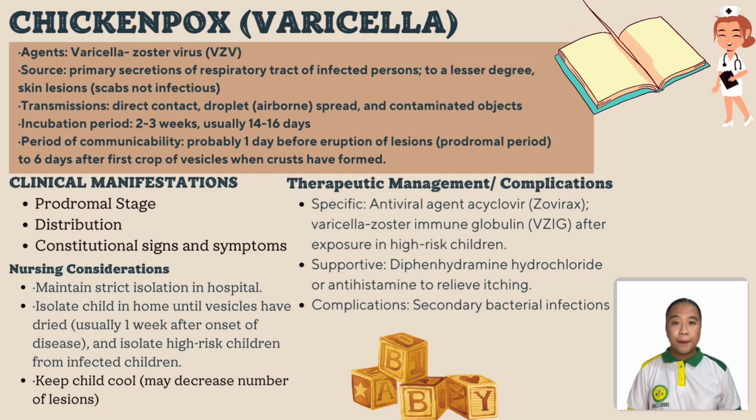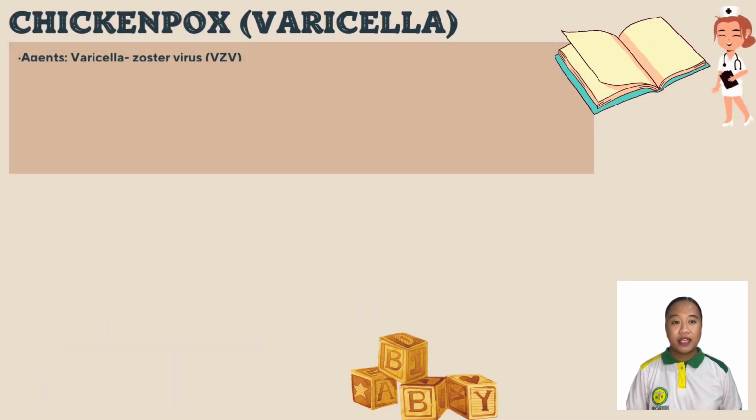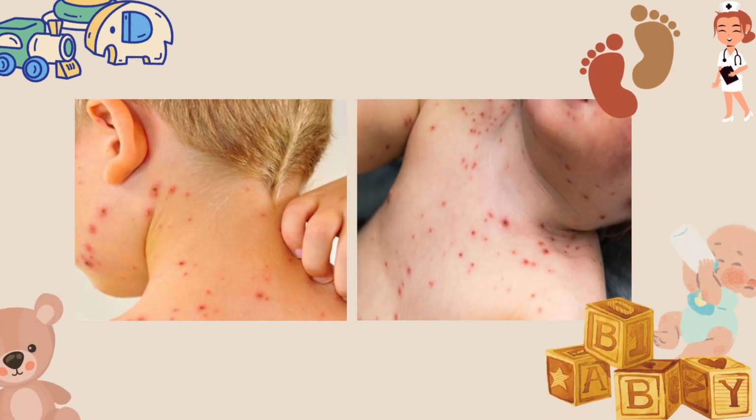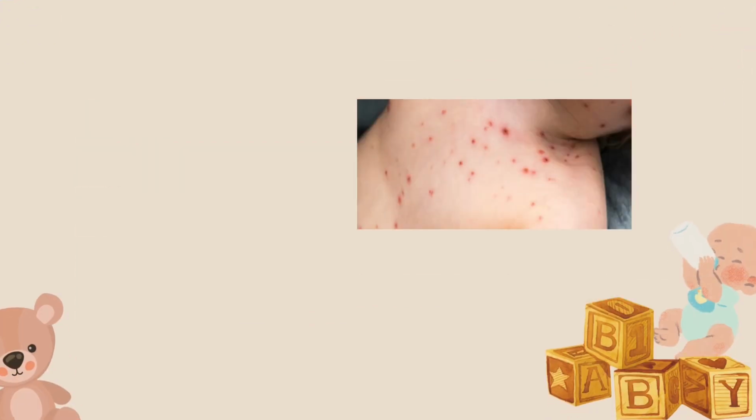Nursing consideration: maintain strict isolation in hospital, isolate the child at home until vesicles have dried, which is usually 1 week after onset of disease, and isolate high-risk children from infected children. Administer skincare: give a bath and change clothes and linens daily, administer topical calamine lotion, keep the child's fingernails short and clean, apply mittens if the child scratches, keep the child cool, which may decrease the number of lesions, and avoid use of aspirin. This is what chickenpox or varicella looks like.